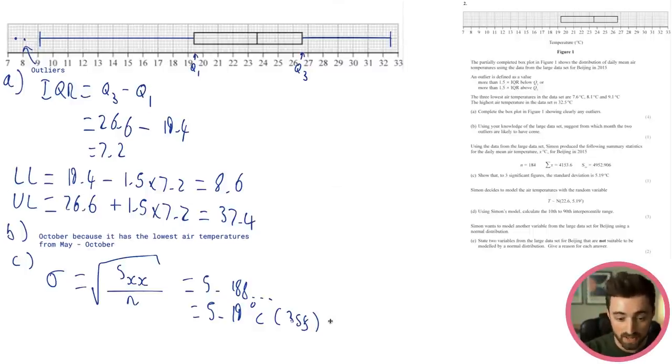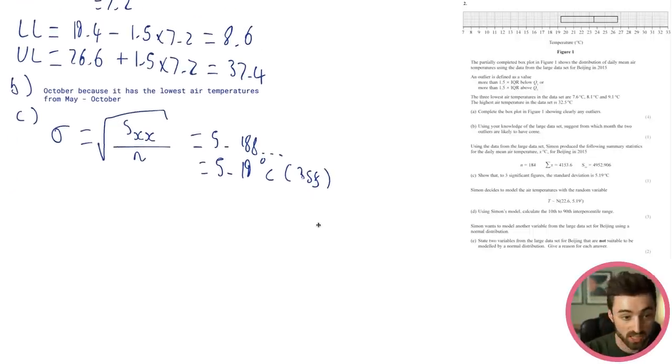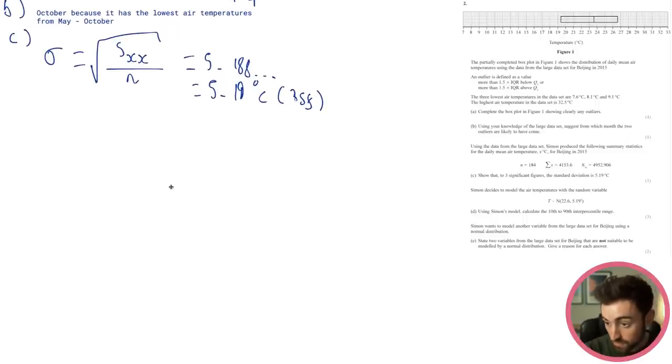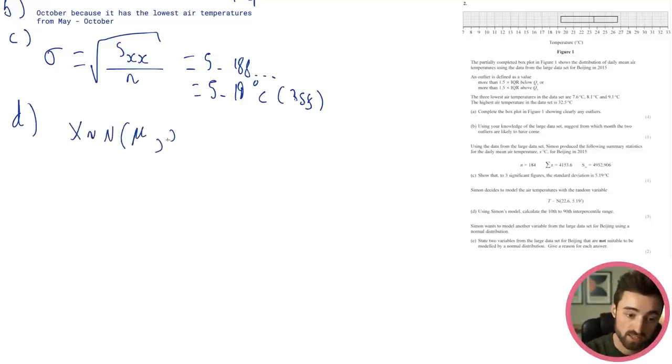So Simon now decides for some reason to model air temperatures with the random variable. Okay, so this is a normal distribution. T is normally distributed with a mean of 22.6 and a variance of 5.19 squared. Remember, this is because we usually model normal distributions with mu and sigma squared. So in this case, my sigma, my standard deviation, is 5.19, and my mu, or mean, is 22.6.